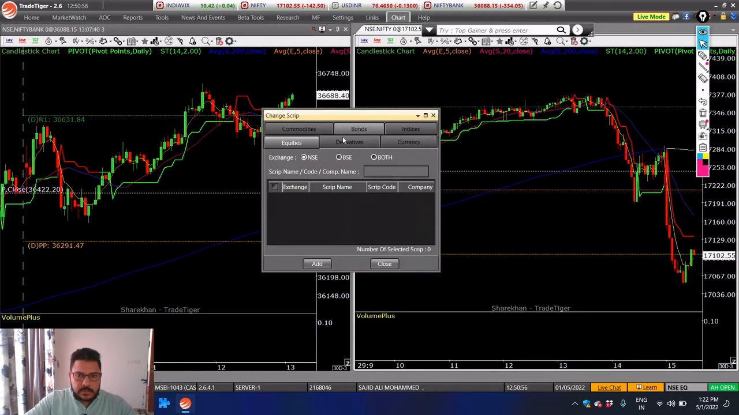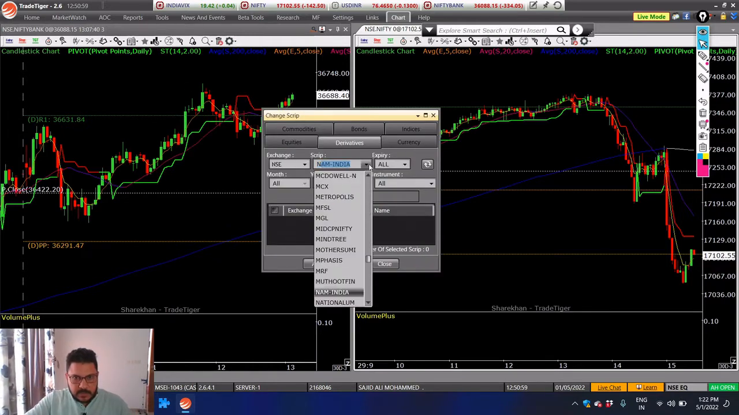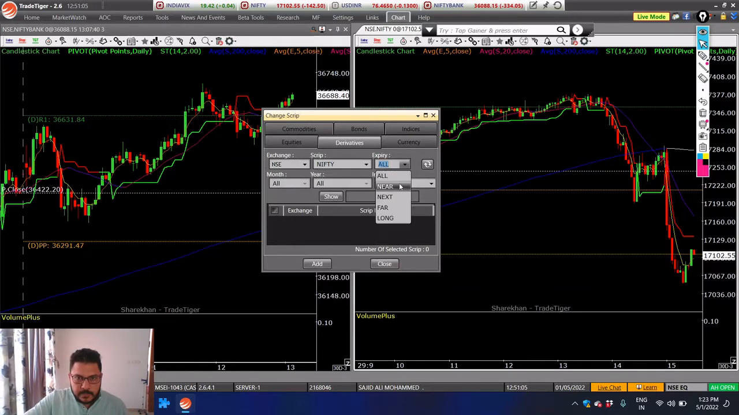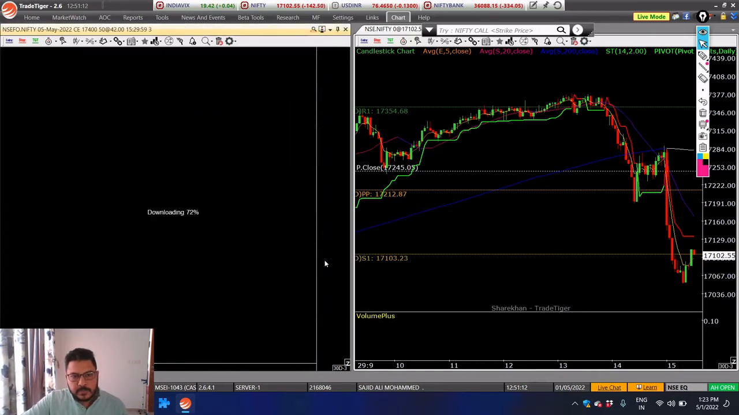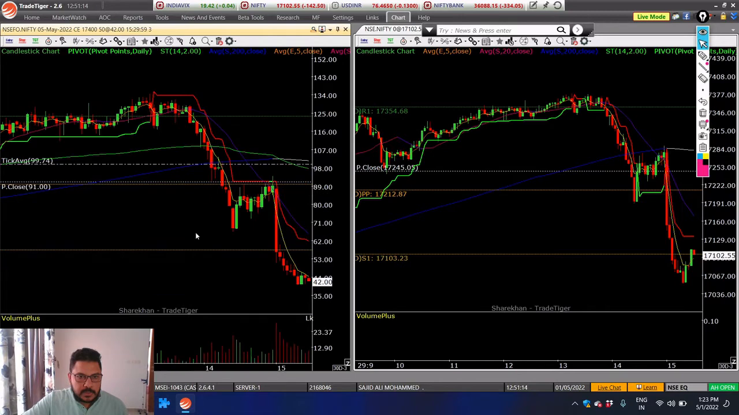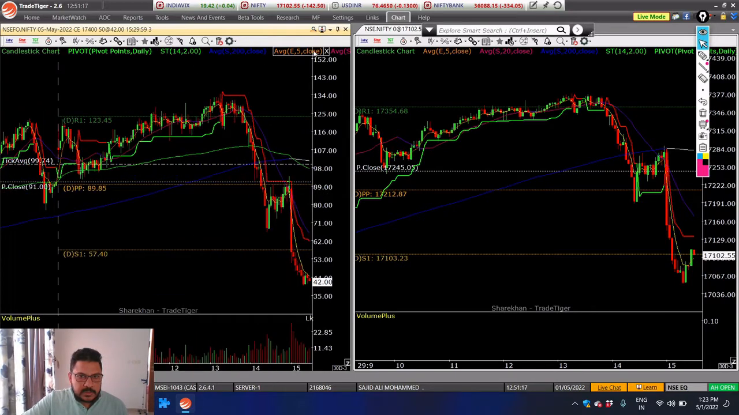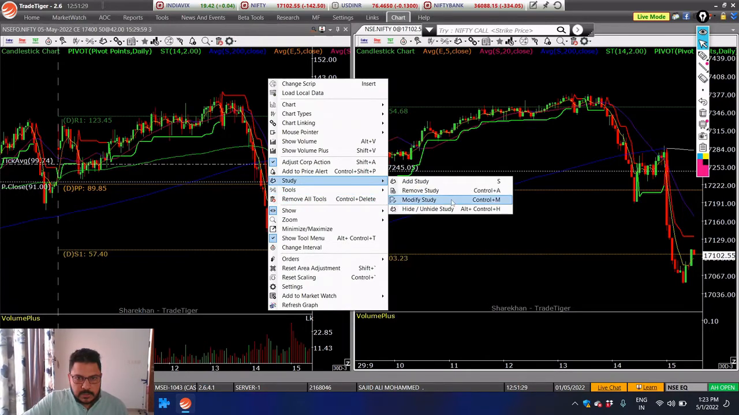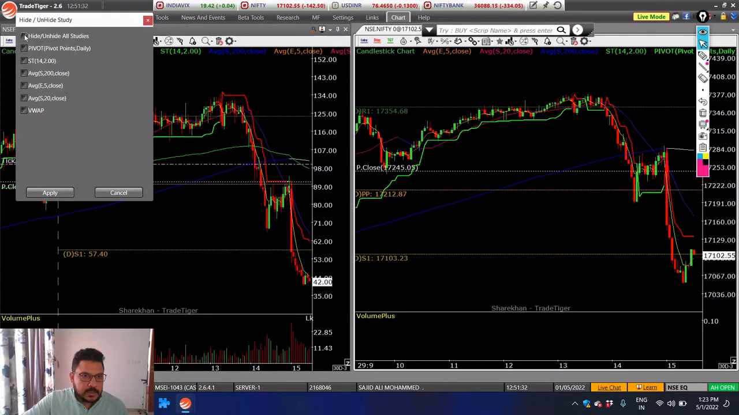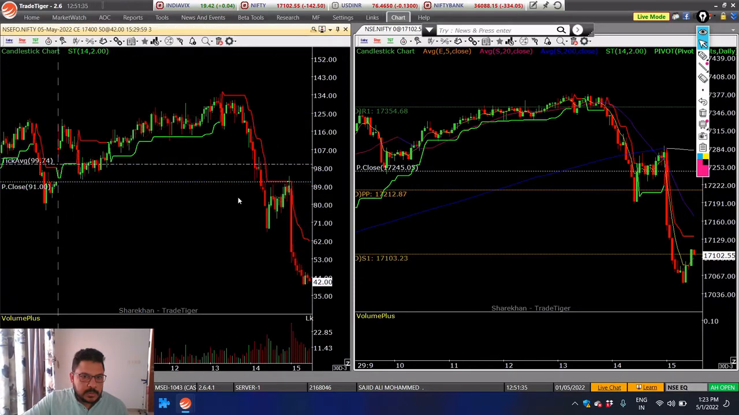Let me go to this and put derivatives, Nifty, near month 17,400 call. I'm using Trade Tiger. I'll remove all that which is not required as of now so that we can just follow the Supertrend strategy. What I can do is tools, study, I will say hide study. I'll just keep the Supertrend.